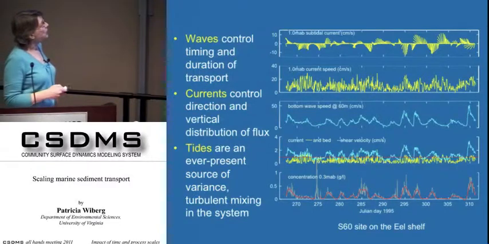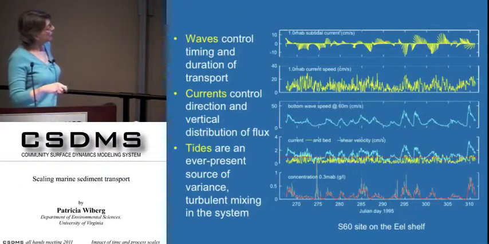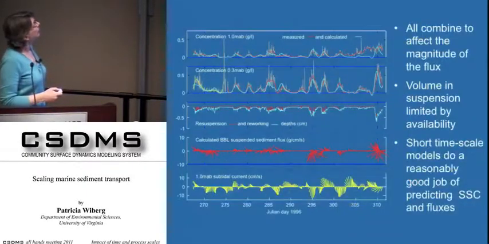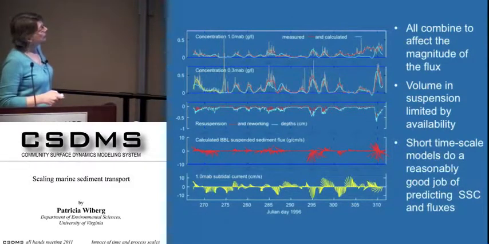this is just an illustration, some measurements from Northern California. These are low-frequency currents and their direction, hourly currents showing tides, bottom wave velocities showing wave events. These are the shear velocities due to the waves in blue and the currents in yellow, and the resuspension. You can see very clearly that the resuspension events are highly correlated with the wave events. All of those combine to affect the magnitude of the flux. The flux is shown here in red.